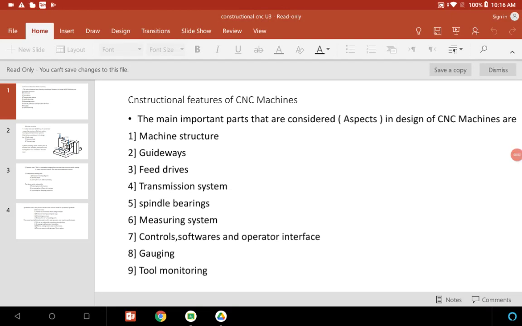Dear students, this is Unit 3, the next topic, titled Constructional Features of CNC Machines.